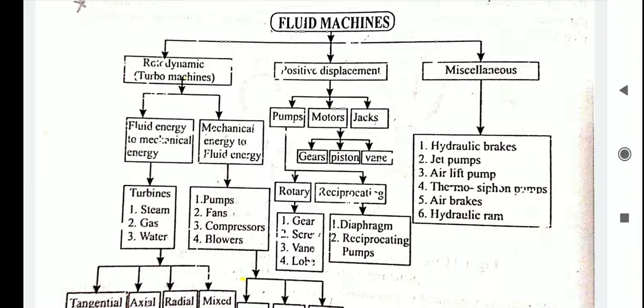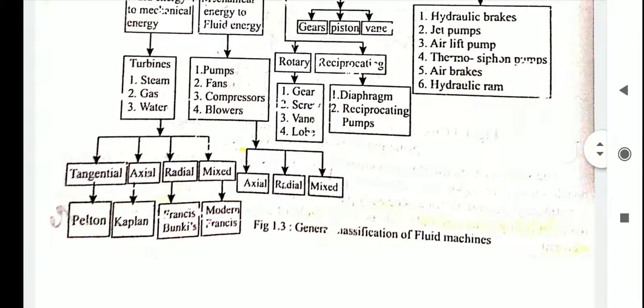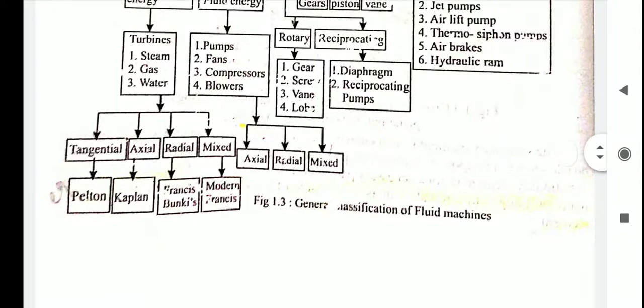In case of turbines, there are four types of turbines. First one is a tangential turbine, second one is axial flow turbine, third one is radial flow, and the fourth one is mixed flow. In case of tangential flow turbine, for example, Pelton wheel turbine. For axial flow, Kaplan turbine is an example. In radial flow, Francis turbine is an example. For mixed flow, modern Francis turbine is an example.